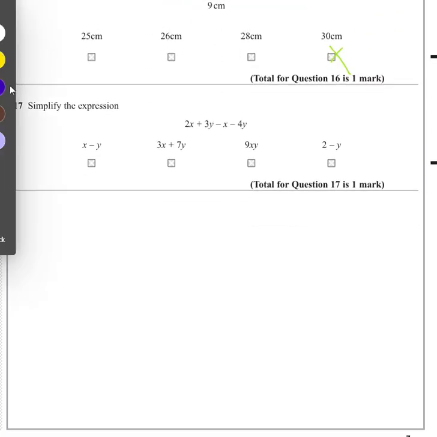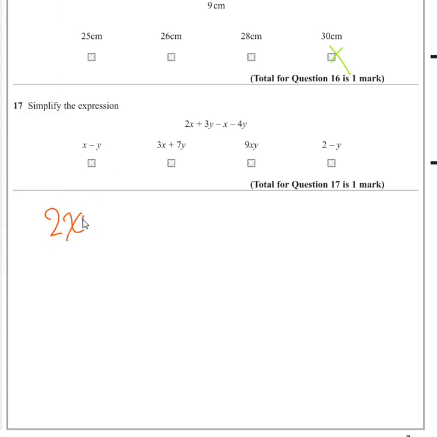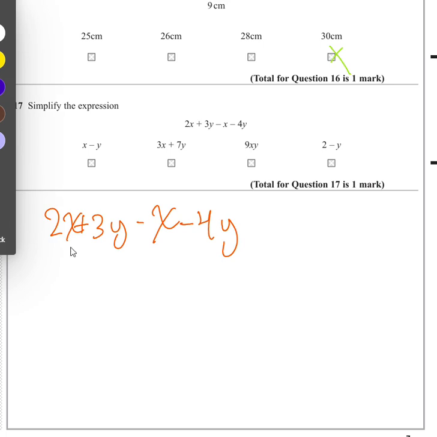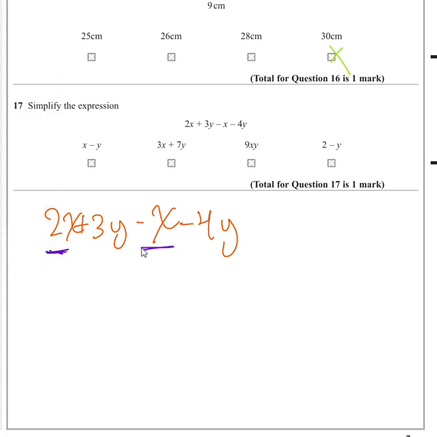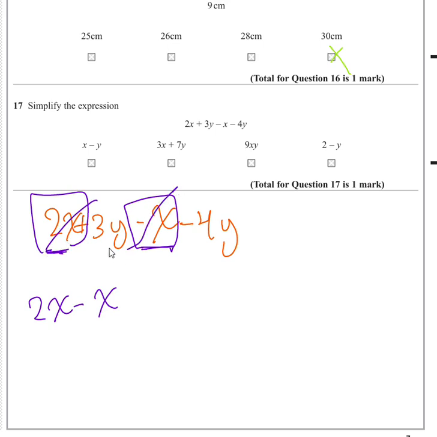For simplifying expressions, so I have 2x plus 3y minus x minus 4y. So take the similar terms, or collect the similar terms. So I have x here and I have x here. Don't forget to take the sign as well, okay? So 2x minus x, now I don't need them anymore, plus 3y minus 4y.